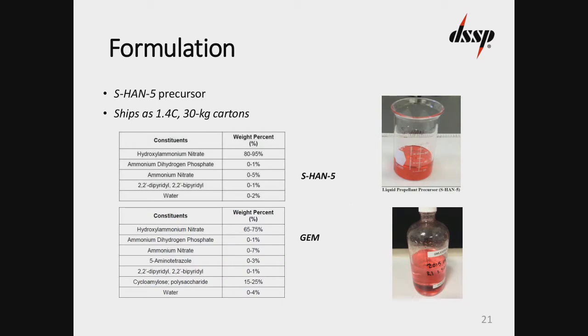Again, I give a baseline formulation here for the SHAN-5, which is co-oxidized with ammonium nitrate. I had mentioned that with our HAN oxidizer. This is the way we use it. We co-oxidize it with a few percent of ammonium nitrate, and then we have some stabilizers in there as well, as well as the GEM formulation there.